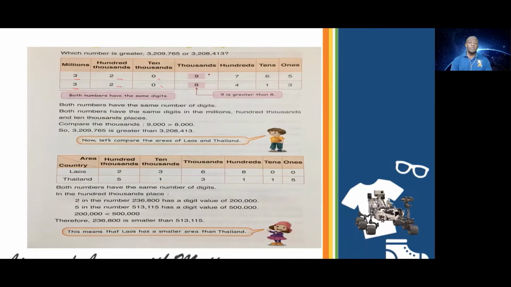The first one has 9,000 and the second one has 8,000. So 9 is greater than 8. So the number with the 9,000s is greater than the number with the 8,000s. So for both numbers, we can say 3,209,765 is greater than 3,208,413.